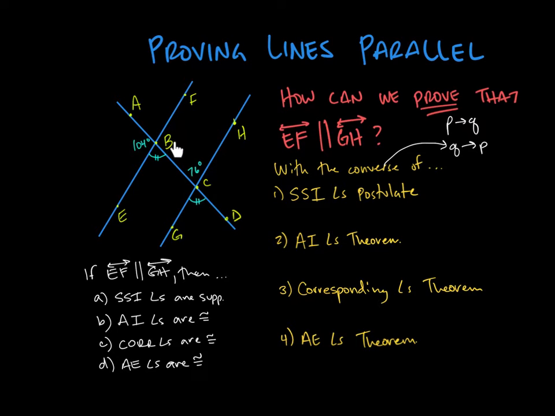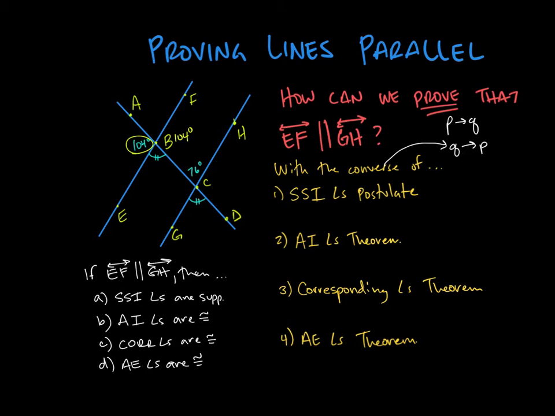So if I could somehow show that this angle plus this angle would equal 180, then that would use the converse of the same side interior angles postulate to prove that these lines are parallel. And what I would notice is, hey, look, if this is 104, then I should be able to say that this angle over here is also 104 because they're vertical angles.